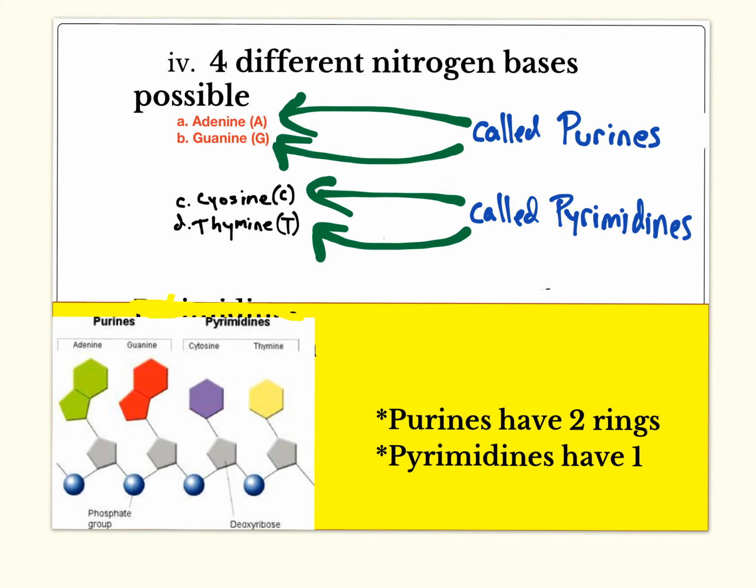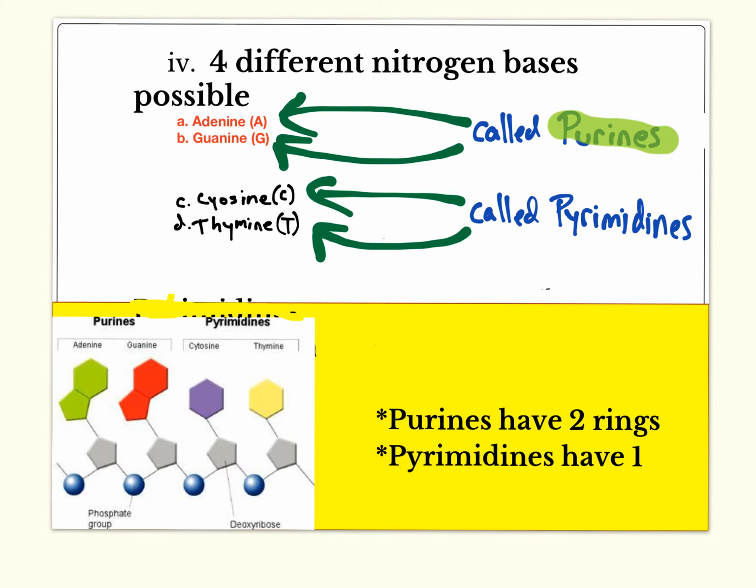The nucleotide can have four different possible nitrogenous bases. We section them in different groups called purines and pyrimidines, but the four different possibilities are adenine, guanine, cytosine, and thymine. Now, adenine and guanine are called purines. They have two rings, so you can see right here.